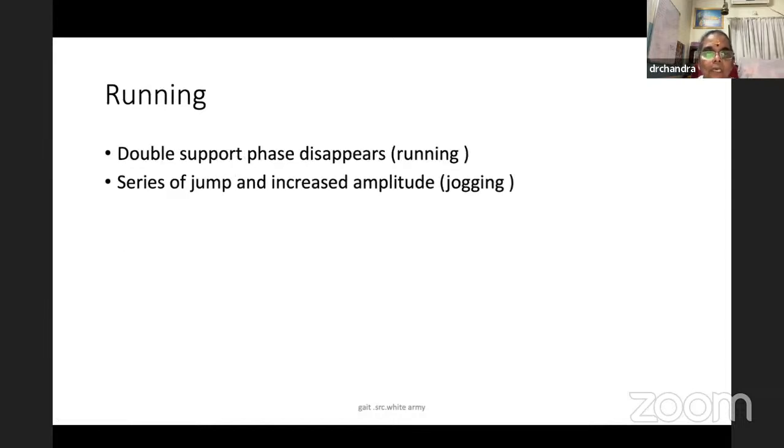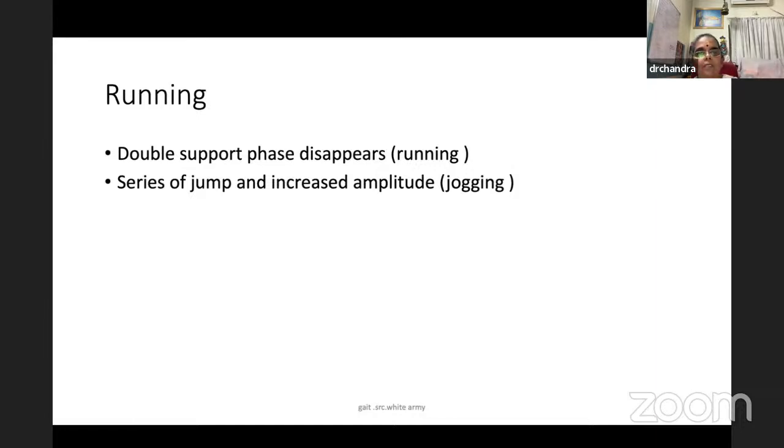And what is the double support phase? We saw that in the gait cycle, there is a double support phase. The double support phase is the phase when both feet are on the floor. It is a very small part of the gait cycle where both feet are on the floor. And in running, the double support phase is sacrificed. So there is no double support phase when we are running.